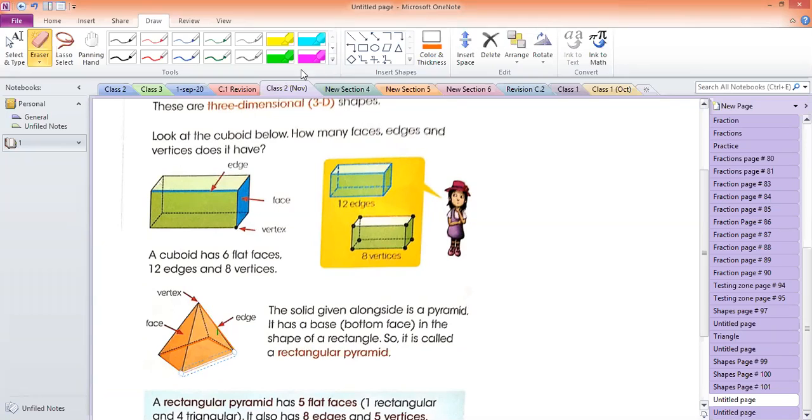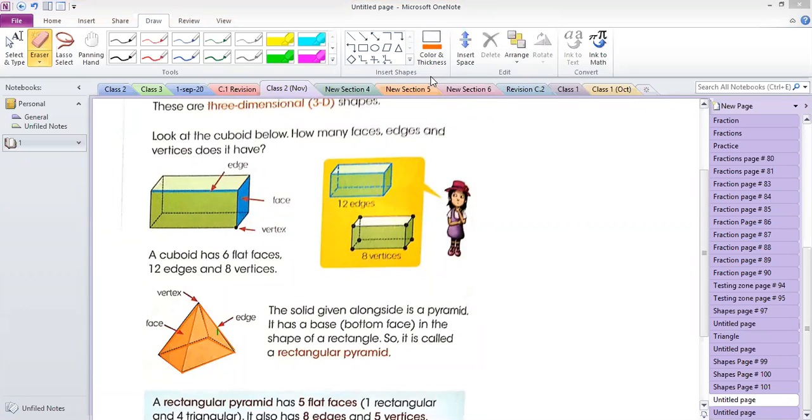1, 5, 6. This one now. It is 7 and it is 8. Now, is it clear how it is having 8 edges? Clear or not?